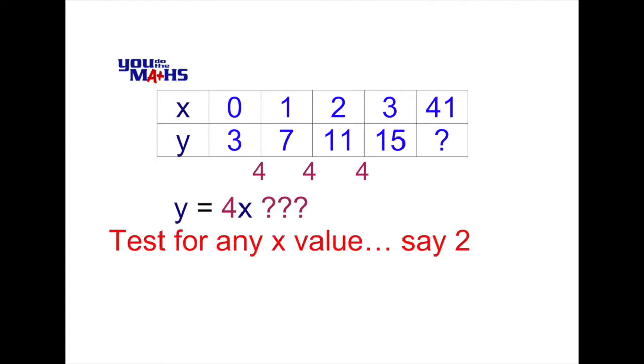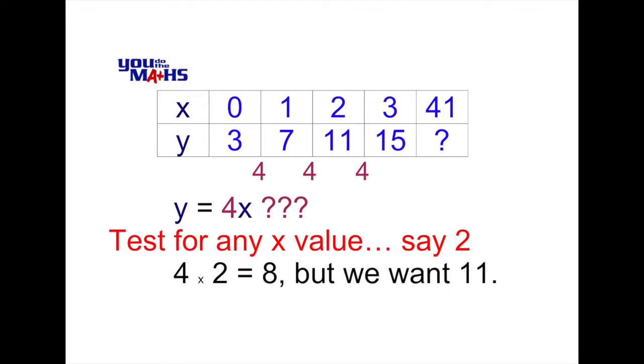So we'll put in any x value we like, say for example when x is 2, and when we go 4 multiplied by x, which is what 4x means, we get 4 times 2 is 8. But we want 11. You can see from the table there that the 11 value of y is what matches when x equals 2. So we have to make an adjustment. And the adjustment that we make is by adding 3.